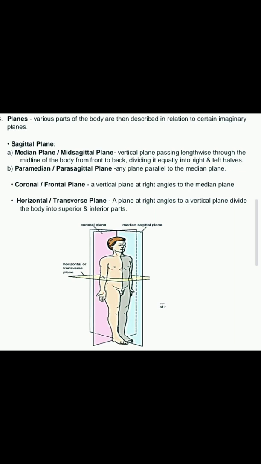Coronal or frontal plane, a vertical plane at right angle to the median plane. Horizontal or transverse plane, a plane at right angle to a vertical plane, dividing the body into superior and inferior parts.